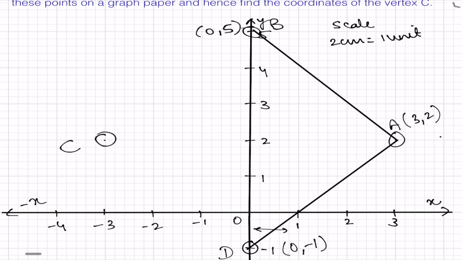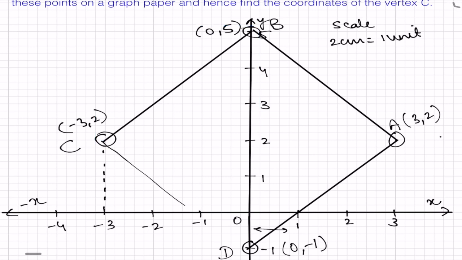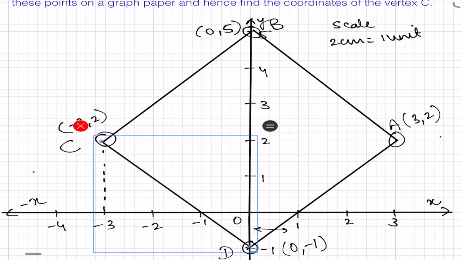So graphically you have to find out the vertex of C. So this is C. What will be the coordinates? Now we can see C is -3 and y is 2. So coordinates of C is (-3, 2). So now we will join BC and then we will join CD. So this is our required square.